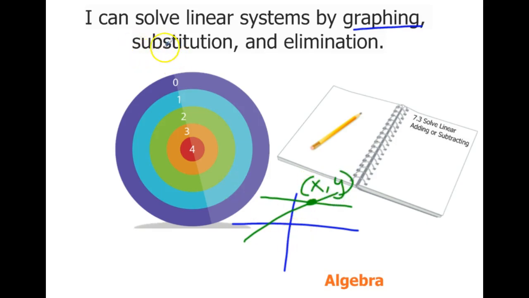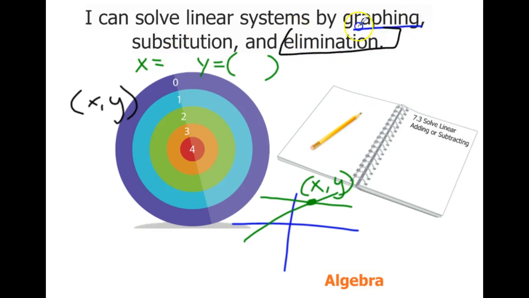Our second way we learned was substitution, meaning we wanted x by itself or y by itself, and we plugged whatever that was equal to into the other equation. We still ended up with an answer in the form x, y. It's just another way to solve the same type of equations without graphing. Today we're going to learn the third way, which is by elimination.